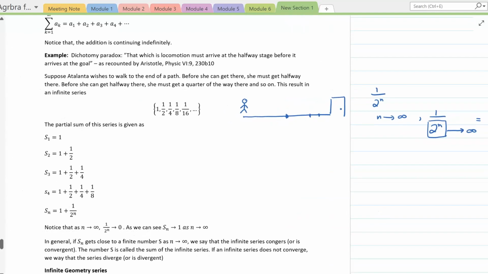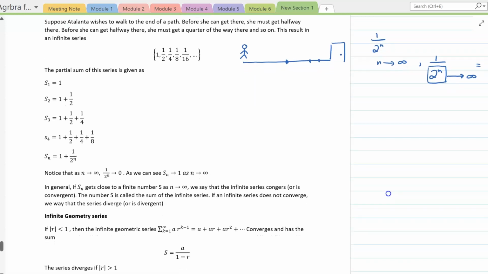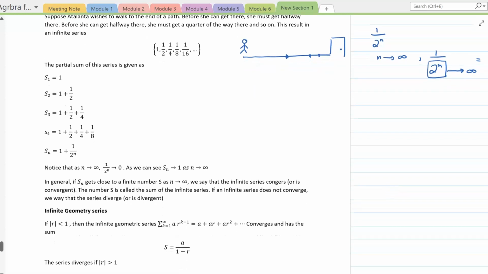Alright, so the partial sums of the given series are S1 equals 1, S2 equals 1 plus a half, then 1 plus a half plus a fourth, then 1 plus a half plus a fourth plus an eighth, and so on and so forth. Note that as n approaches infinity, 1 divided by 2 to the n approaches 0, and we can see that S of n approaches 1 as n goes to infinity.